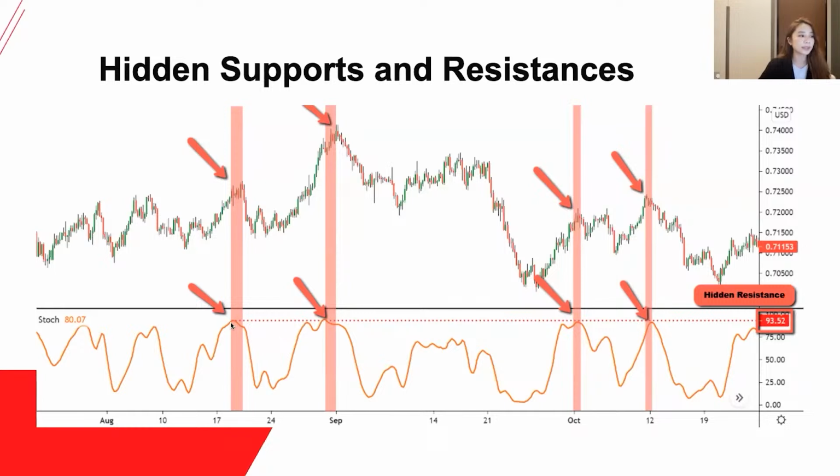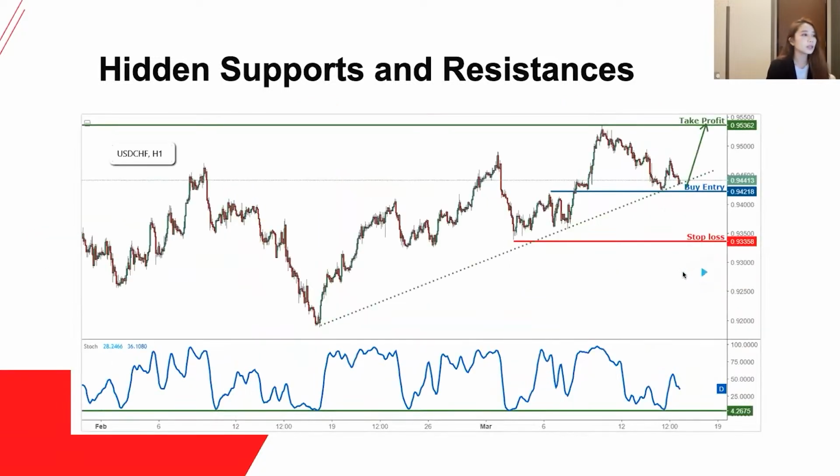So in this case, we can see the 1, 2, 3, 4 touch points on the peaks of the graph. All right, on the 4 touch points, they are all in line and forming a new hidden resistance of 93.52. So we are also looking at the actual chart of dollar franc in H1 time frame.